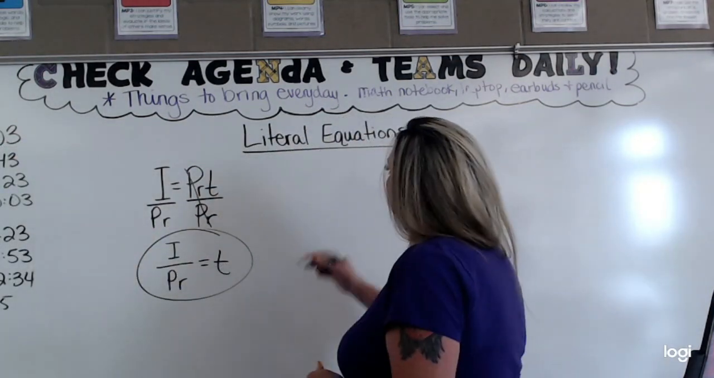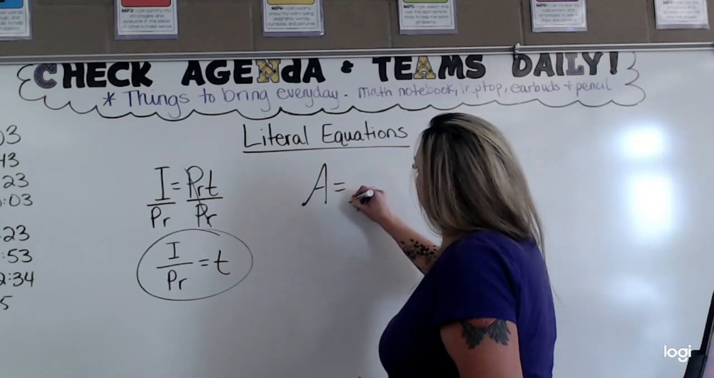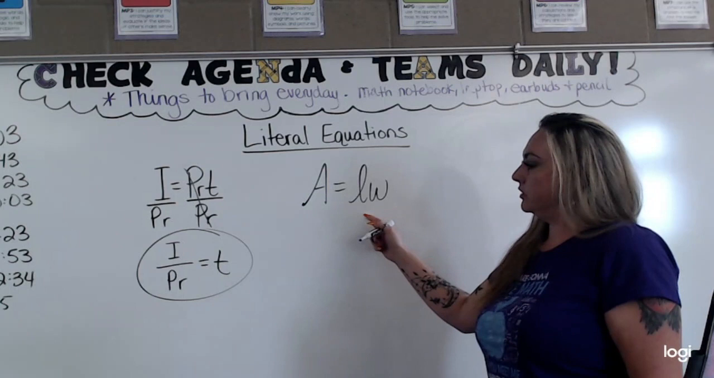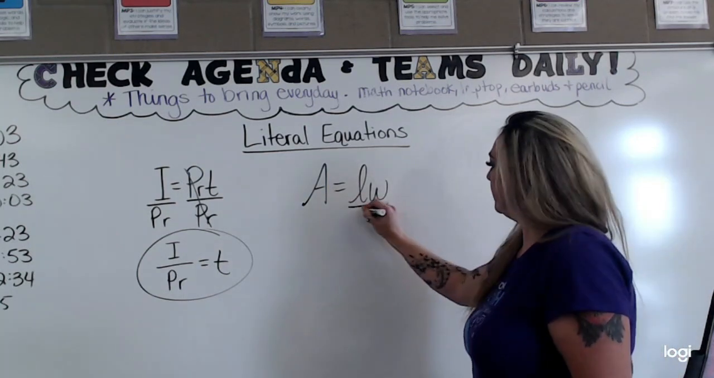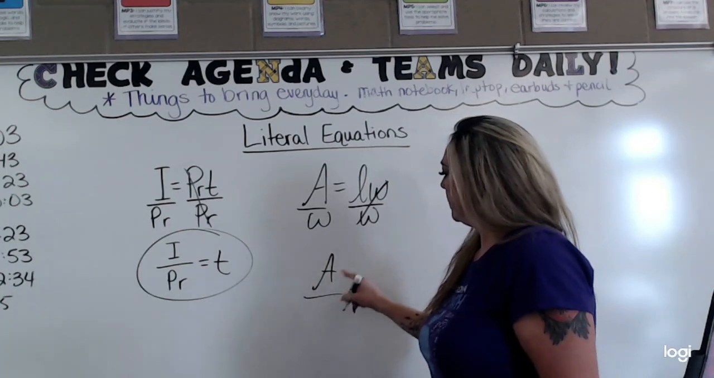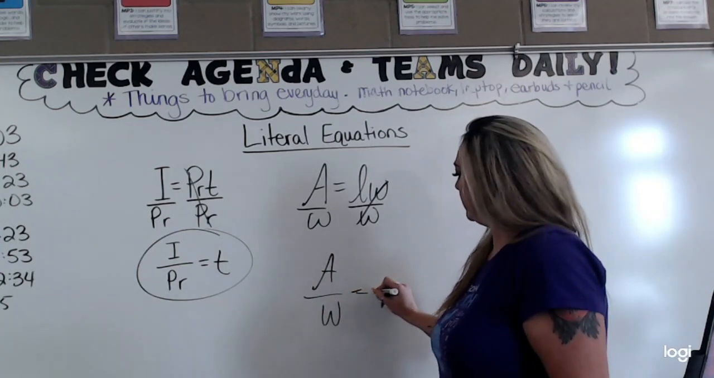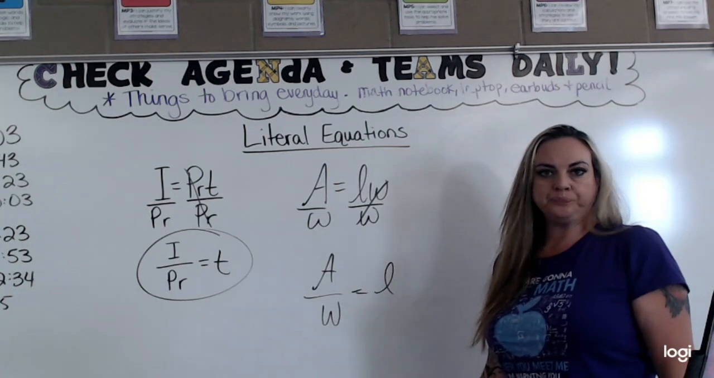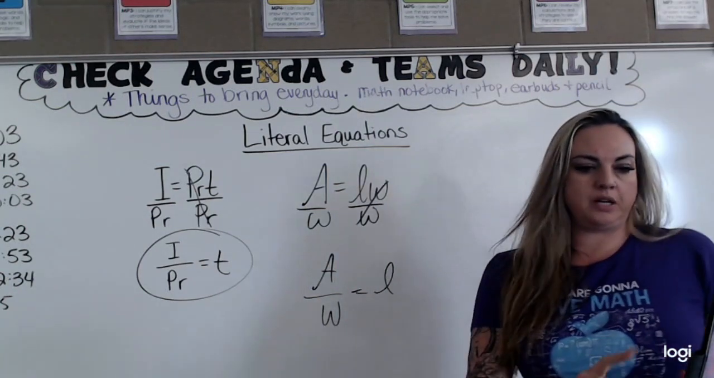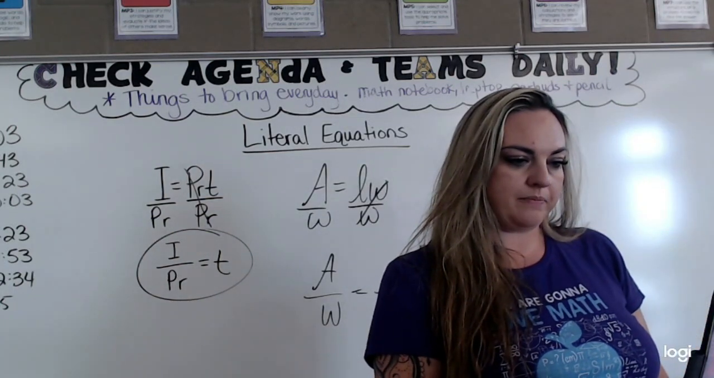Another example would be area, right, being length times width. If we wanted to solve for length, we would just divide by the width. So the area divided by the width equals the length. Let's see, we'll do another one.